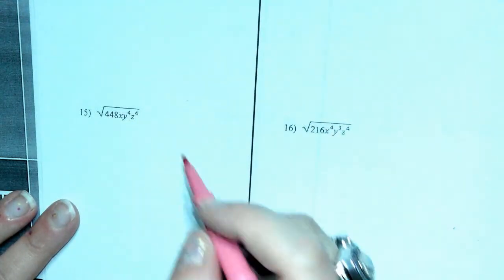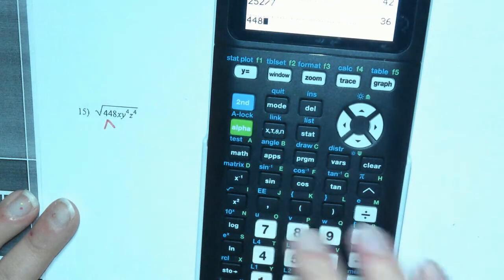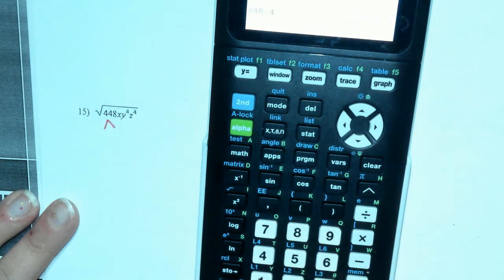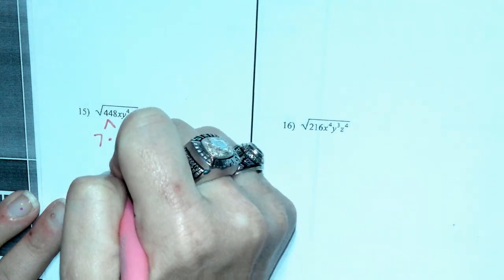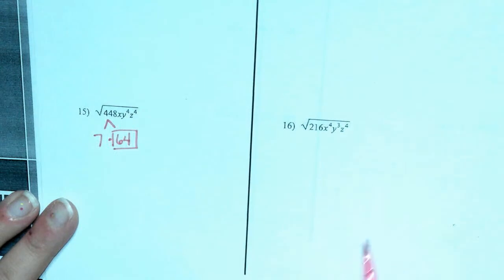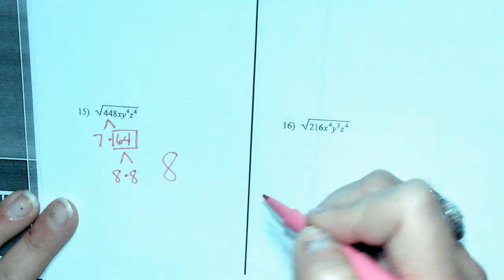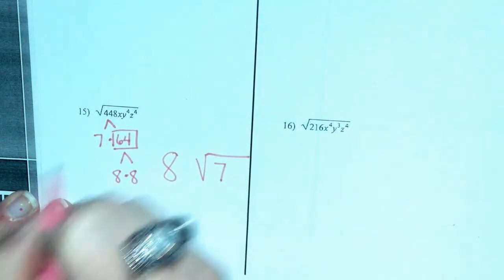Look at number 15. 448. See if you can figure out the factors of 448, the first factor that will produce a perfect square. Nope. 7. 7 times 64. 64 is a perfect square. 8 times 8. So we're going to pull the 8 out. That's what you meant. Yeah. Okay, and we have a 7 on the inside.